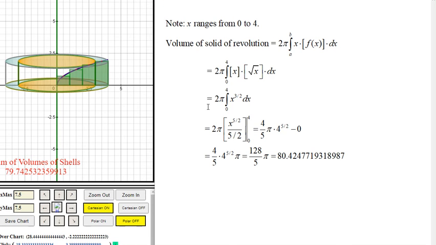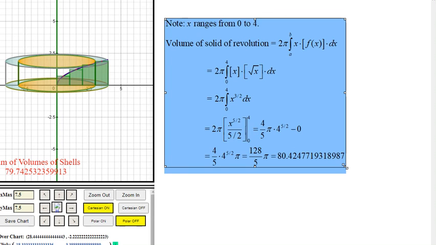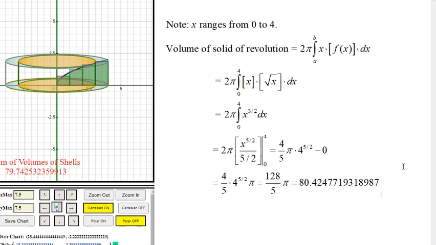And so to calculate the exact volume of the solid of revolution, we'll have the 2 pi, and this will be from 0 to 4, and then we have x. Remember that x here represents the average radius, and f of x is the height of the shell, and dx is the thickness of the shell. And so we have x, and then f of x is the square root of x, and then times dx.